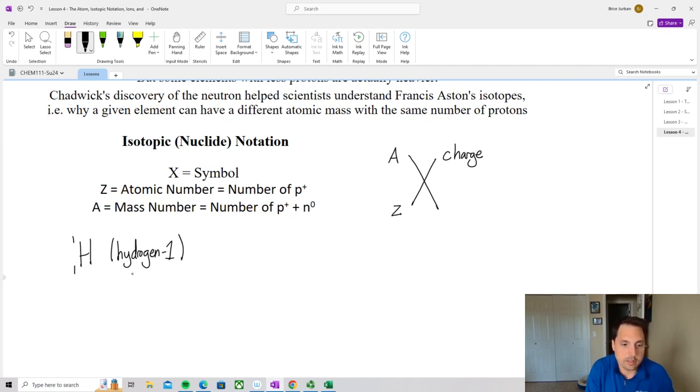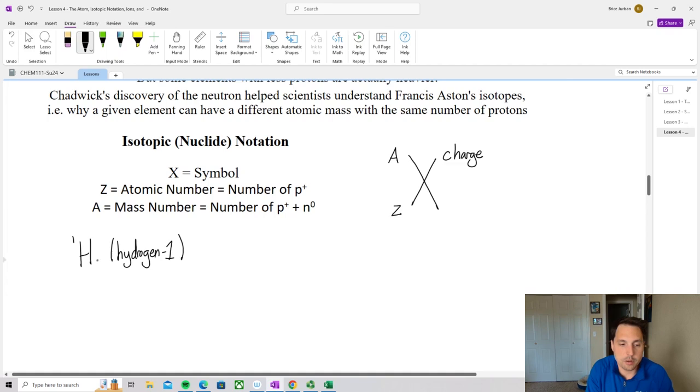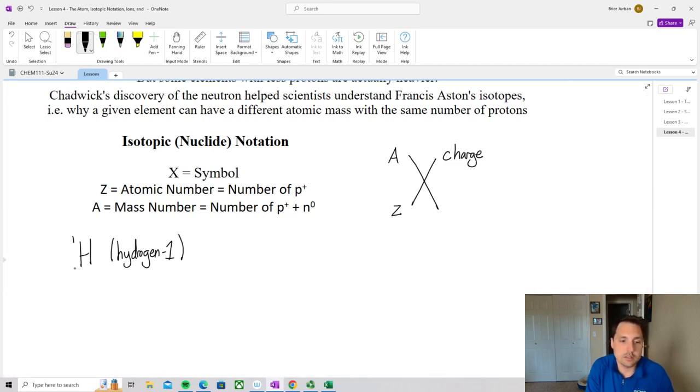So we can write it like this, hydrogen-1, or we can write the symbol like this. Sometimes we leave out the atomic number because the atomic number should always be the same as the symbol that's given. So a 1 down here means there's one proton. And when we have one proton, we have hydrogen, right?